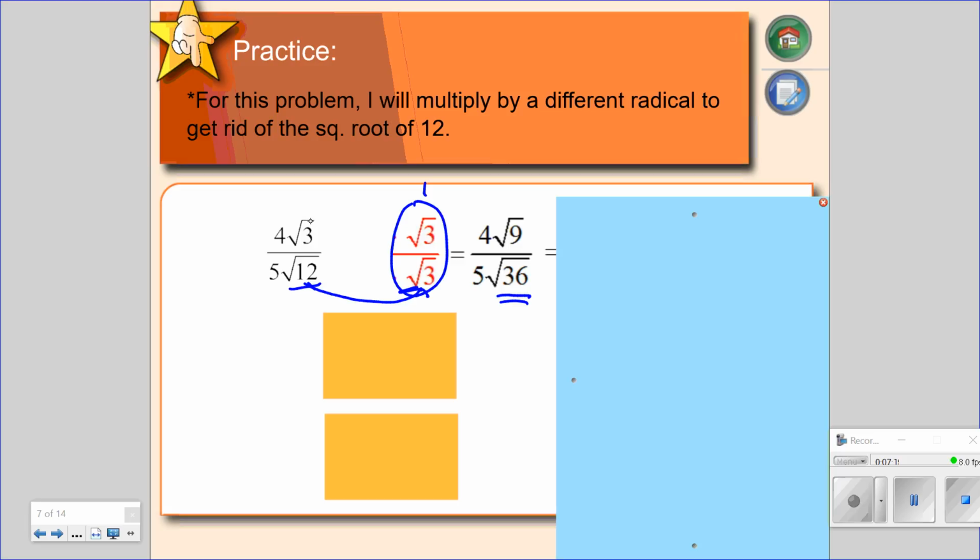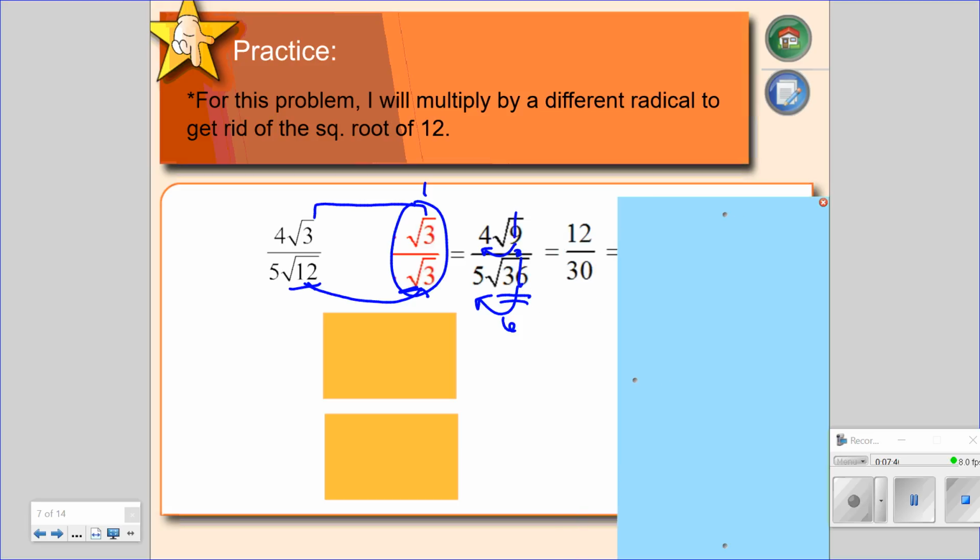So up top, 4 root 3 times root 3 gives us 4 times root 9. On bottom, 5 times 12 times root 3 is 5 times the square root of 36. So this is a clean, perfect square of 3 that will come out, and this one comes out as a 6, meaning both of these are cleanly taken to give us a 12 over 30, which reduces to 2/5.